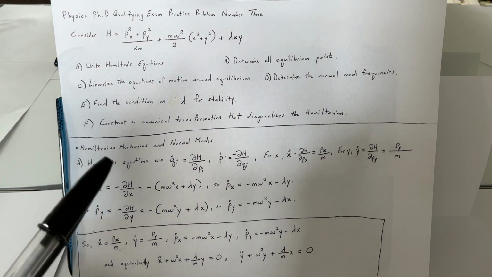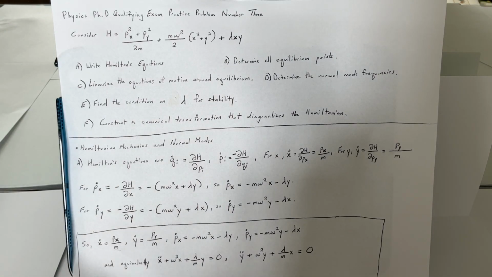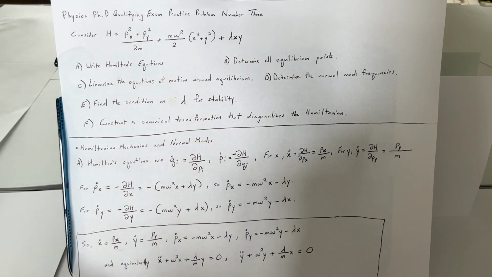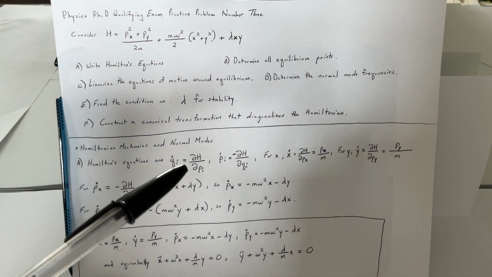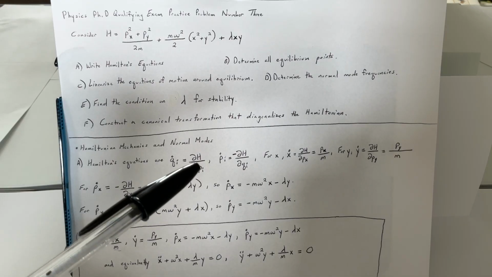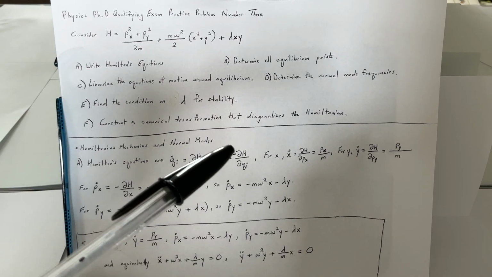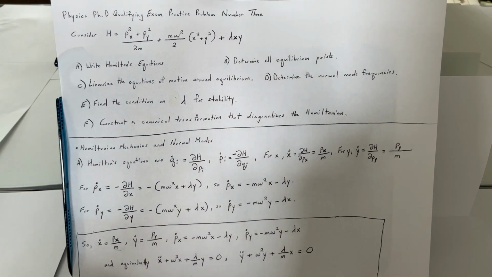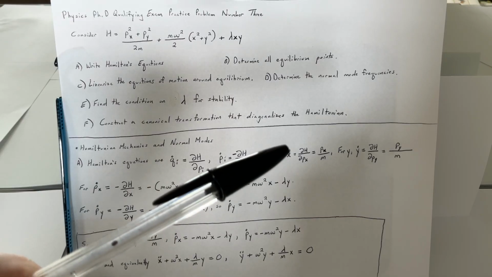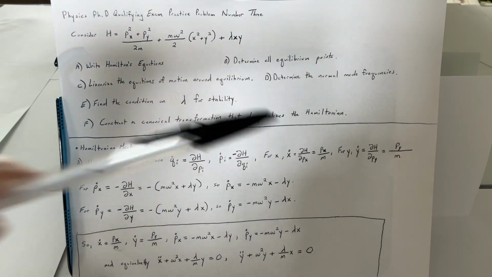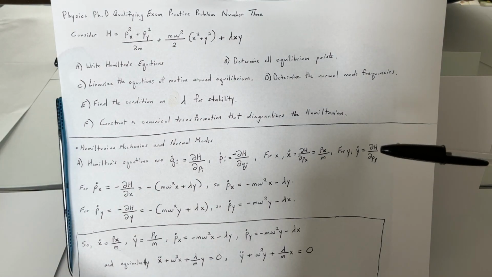Okay, so Hamiltonian mechanics and normal modes problem here. Hamilton's equations are q_i dot equals partial of H with respect to p_i, and p_i dot equals negative partial derivative of H with respect to q_i. For x, x dot equals partial H with respect to p_x equals p_x over m. And for y, y dot equals partial H with respect to p_y, and that's going to equal p_y over m.